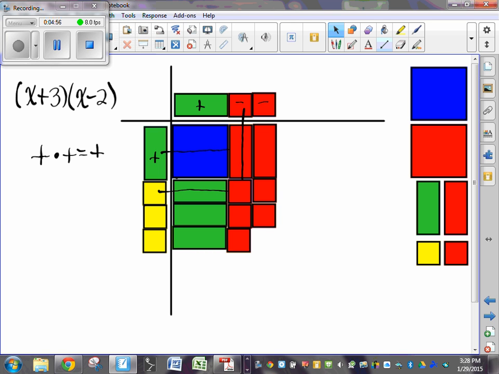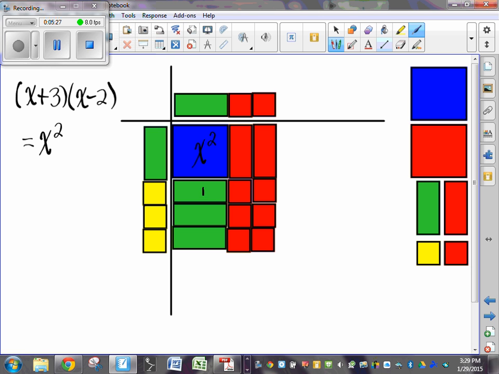So now we can see the answer to our problem. Our problem was x plus 3 times x minus 2. The answer is everything that is inside of this bracket. So now we just have to read off the tiles that are inside of this little multiplication bracket that we have. So the big blue square is x squared.